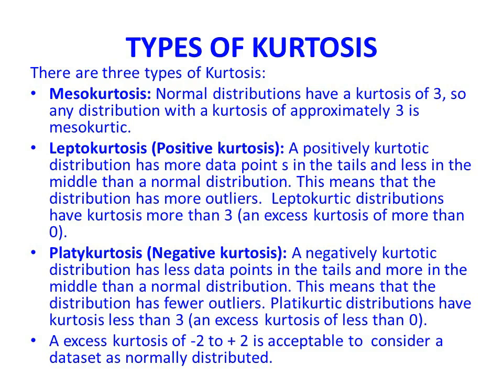Platykurtosis or negative kurtosis. A negatively kurtotic distribution has less data points in the tails and more in the middle than a normal distribution. This means that the distribution has fewer outliers. Platykurtic distributions have kurtosis less than 3, and excess kurtosis of less than 0. An excess kurtosis of -2 to +2 is acceptable to consider a dataset as normally distributed.